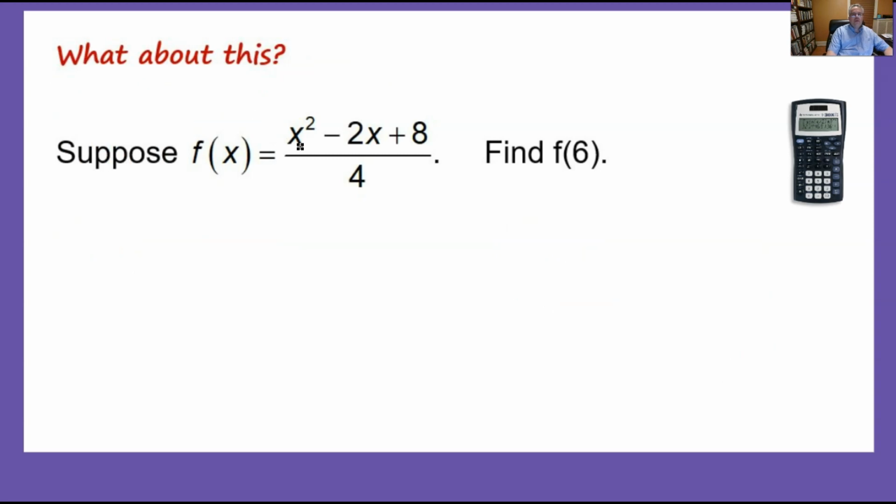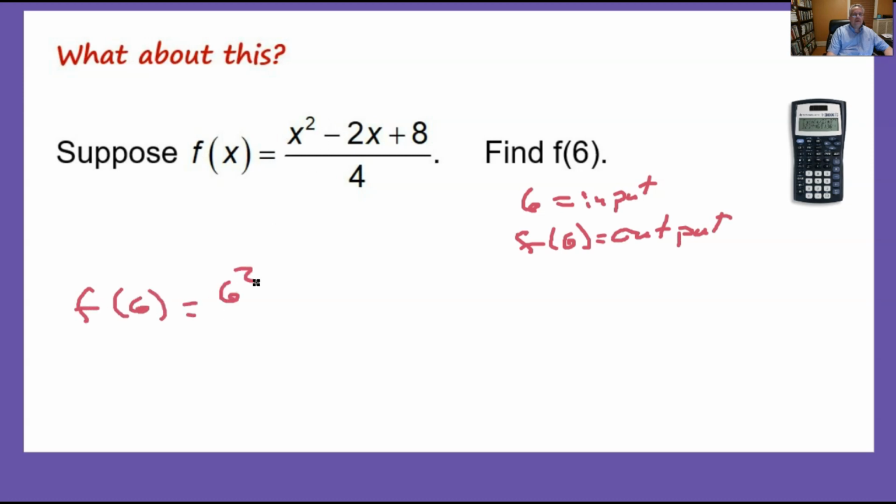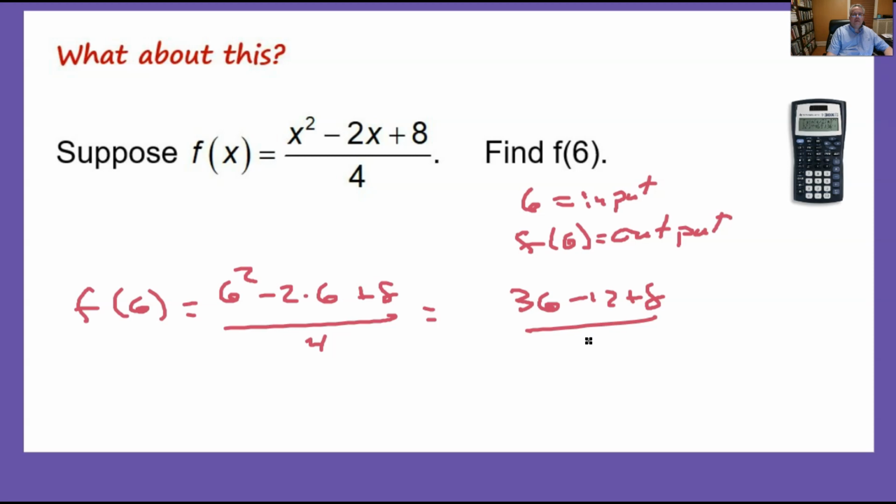All right, here's one other one. Suppose this is our function. Find f of 6. So remember, 6 is the input, and f of 6 is the symbol for the output, the number we get out. And this is how we find it. So f of 6 is what we get when we put 6 in for x. So I'm putting 6 in for every x. And we get 36 minus 12 plus 8 divided by 4. Let's see what that is. That would be 24, and 8 is 32. Divided by 4, I do believe you get 8.